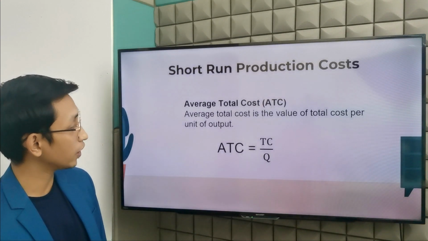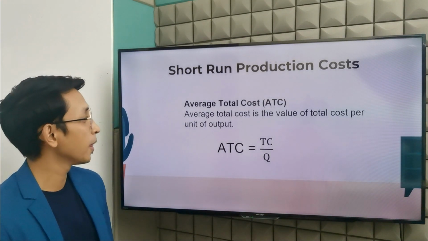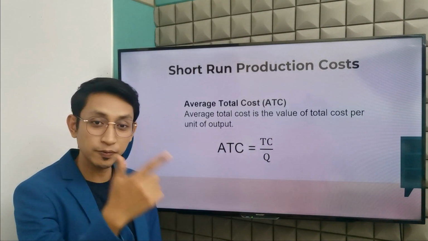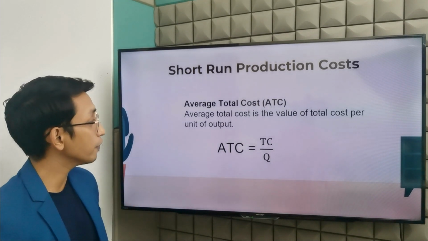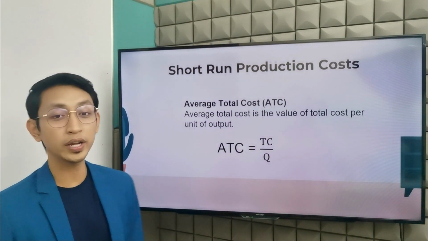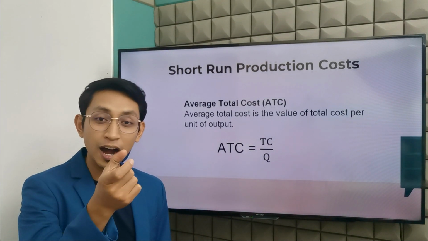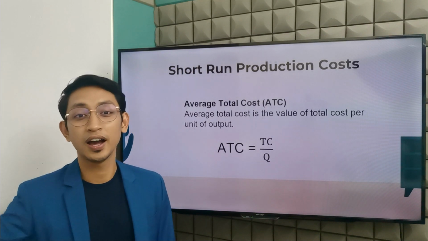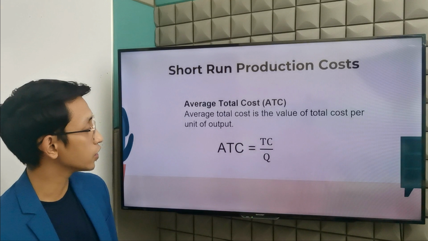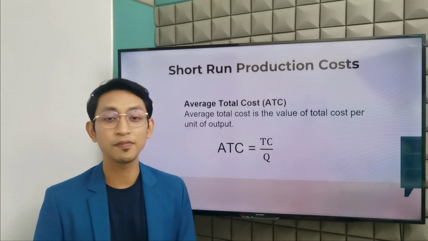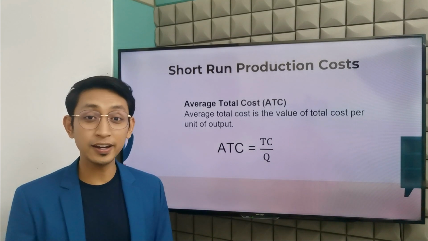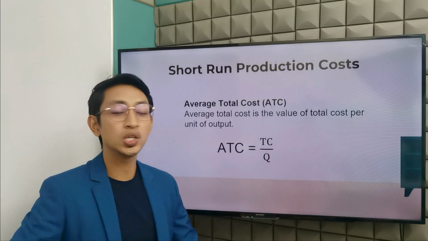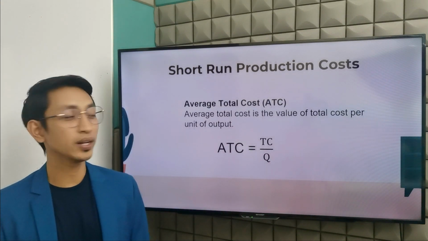Okay, and last but not least, no, before the last one, average total cost. We discussed average fixed cost and average variable cost, now average total cost. Average total cost is the value of total cost per unit of output. For every output that we produce, how much is the value of total cost? So the formula is total cost divided by quantity. Or another formula that you may use is AFC plus AVC, you will get ATC.